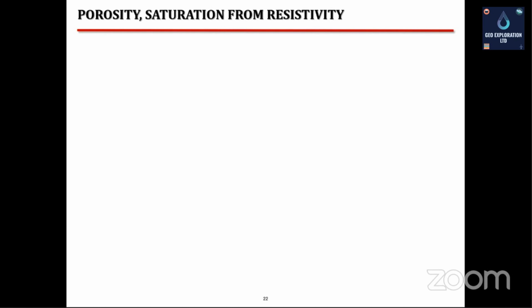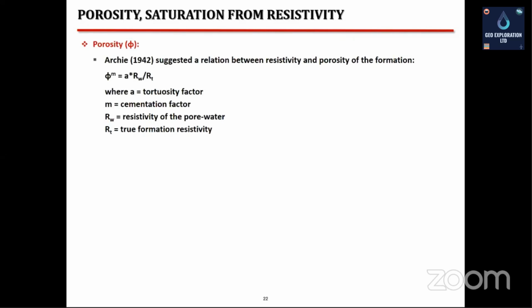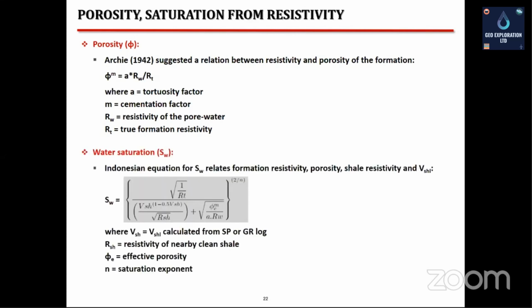Calculation of porosity and saturation from resistivity. Archie in 1942 suggested a relationship between resistivity and porosity of the formation as phi raised to m is equal to a Rw by Rt, where a is a tortuosity factor, m is a cementation factor, Rw is resistivity of the pore water, and Rt is the true formation resistivity.